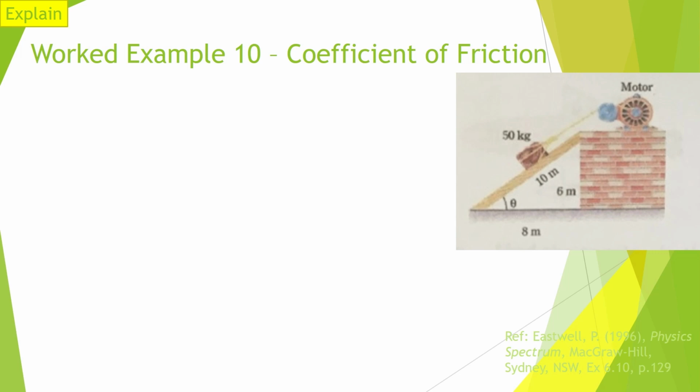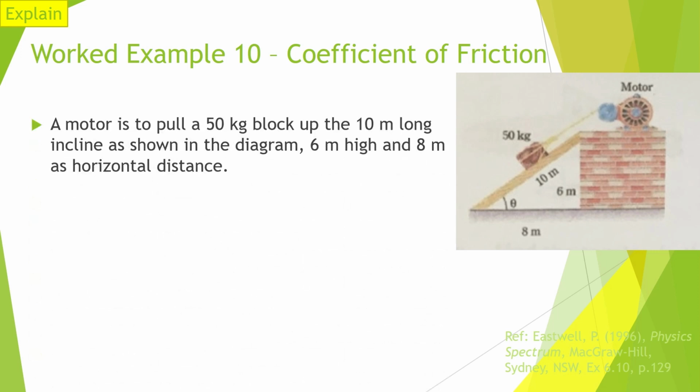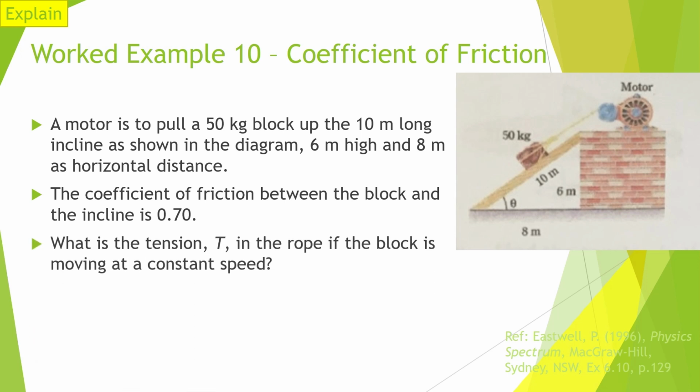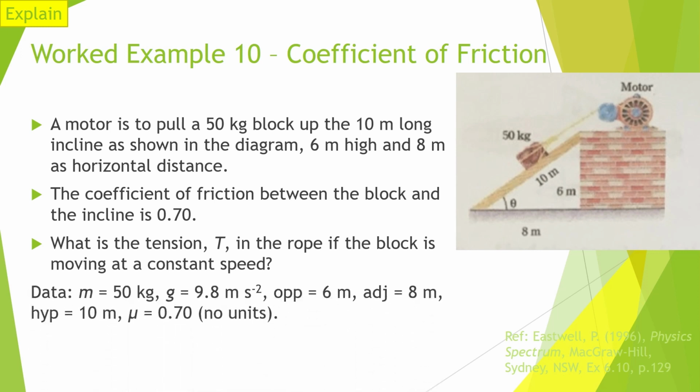Well, here's our worked example to do with the coefficient of friction. A motor is used to pull a 50 kilogram block up a 10 meter long incline as shown in the diagram, and it's 6 meters high and 8 meters in horizontal distance. And the coefficient of friction, that's kinetic friction as it moves, between the block and the incline is 0.70. And the question is, what is the tension T in the rope if the block is moving at a constant speed? First step is always data.